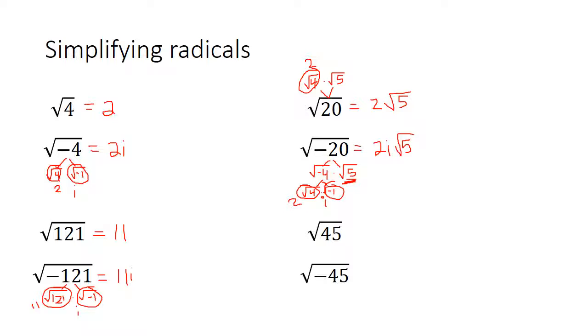Let's try one more. The square root of 45. I don't know the square root of 45, but I do know that 9 times 5 is 45, so I can think of this as the square root of 9 times the square root of 5. Although I don't know the square root of 45, I do know that the square root of 9 is 3. So here my answer would be 3 square root of 5.